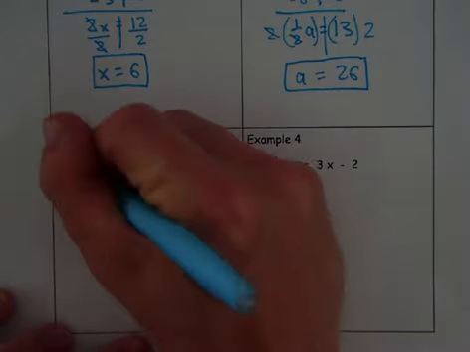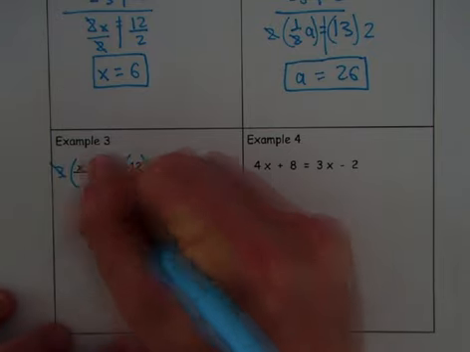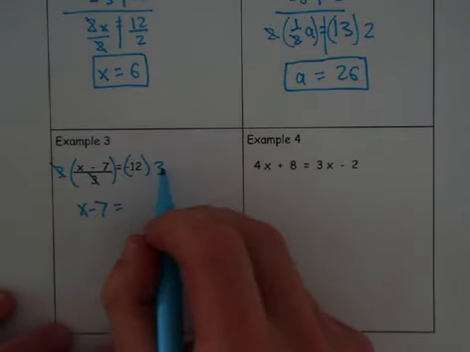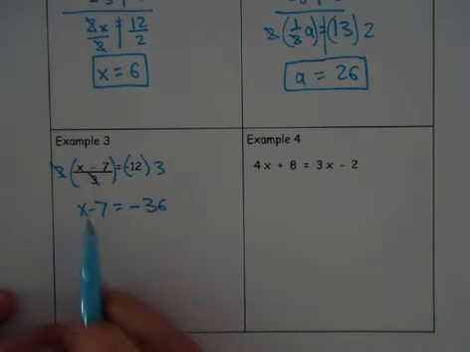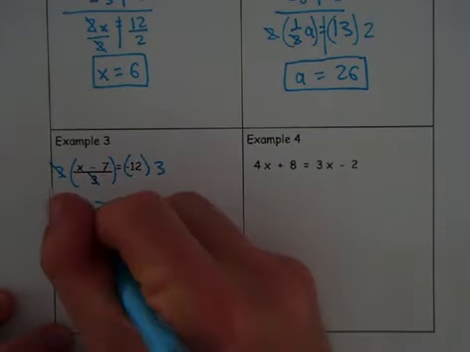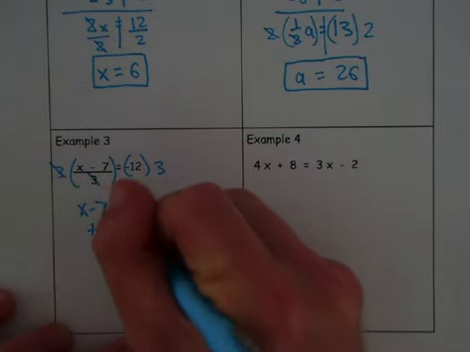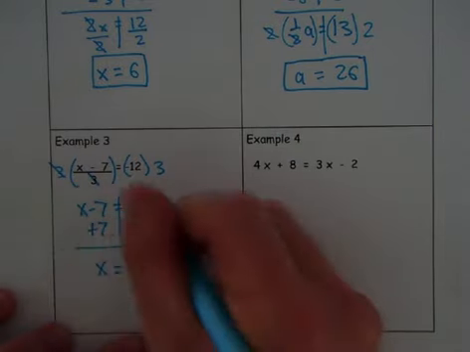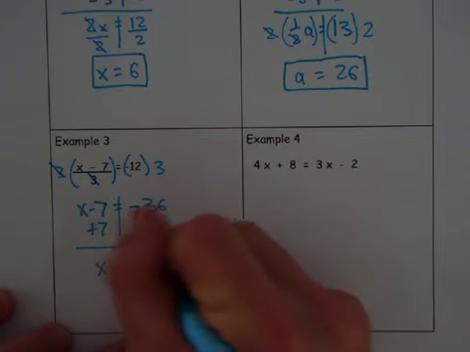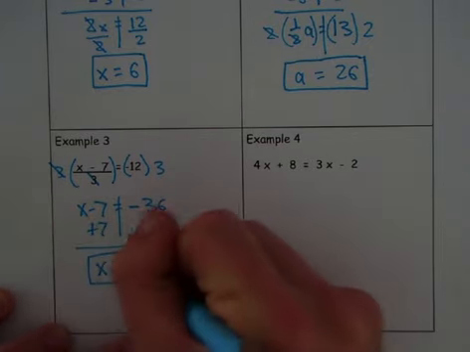These 3's cancel out. We're left with x minus 7 on the left. Then we multiply: 3 times negative 12 is negative 36. Here we have x minus 7. We're going to add 7 to this side, and to do that, we've got to add 7 to the other side. We get x here, and on the right, negative 36 plus 7, or negative 29, which is our answer.